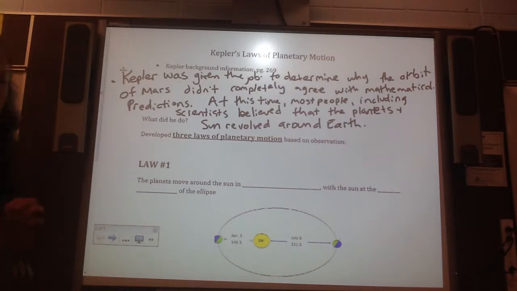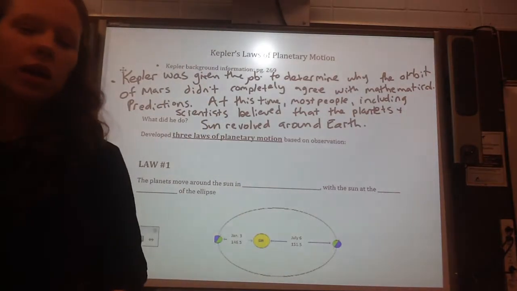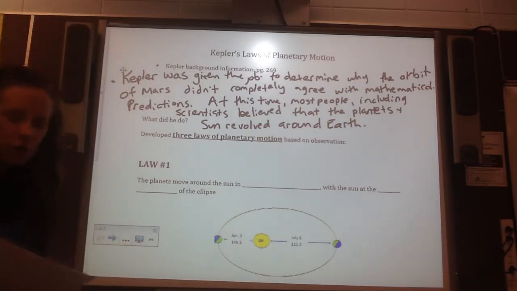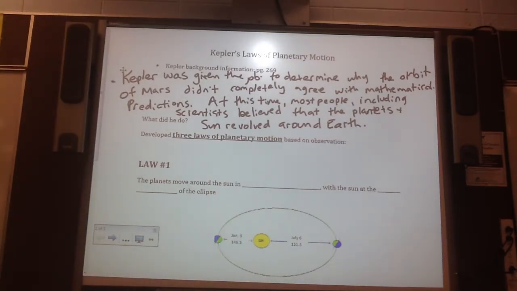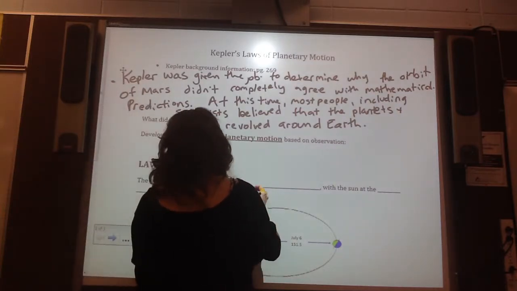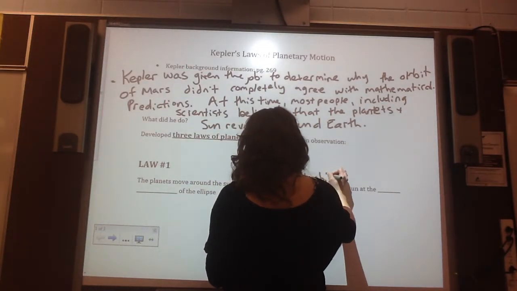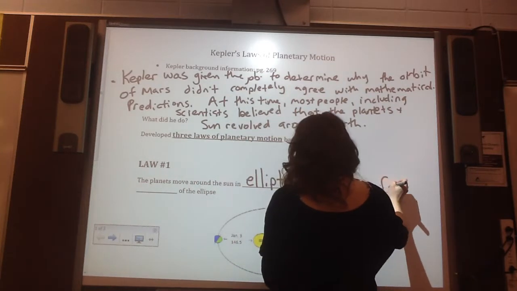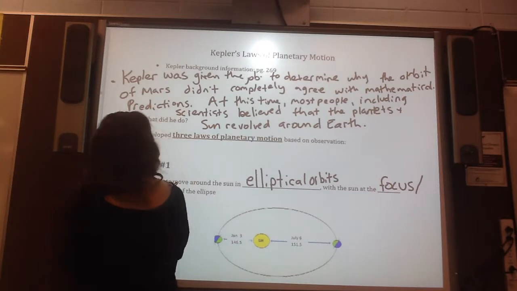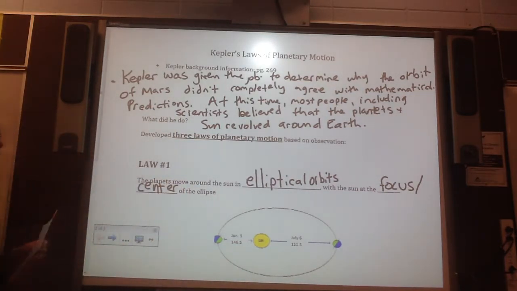So Kepler did a lot of planetary studies and observations. He was very interested in astronomy. He made 3 laws of planetary motion based on all of these observations. We're not going to talk about all of the observations he made, just the 3 main conclusions or laws he drew from them. The first law is that planets move around the sun in elliptical orbits, with the sun at the focus. Center and focus mean the same thing of the ellipse.